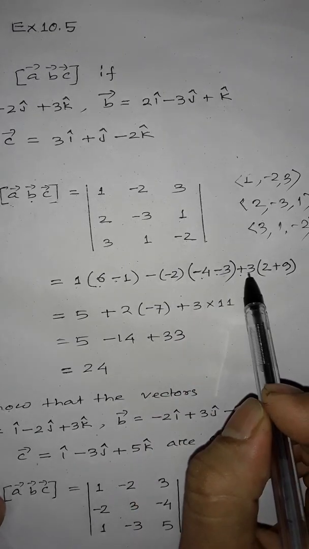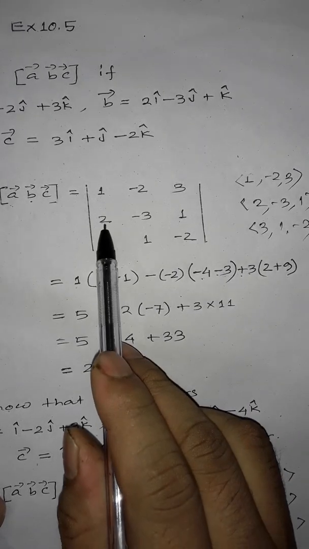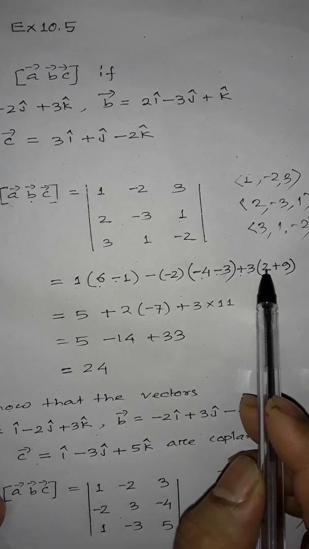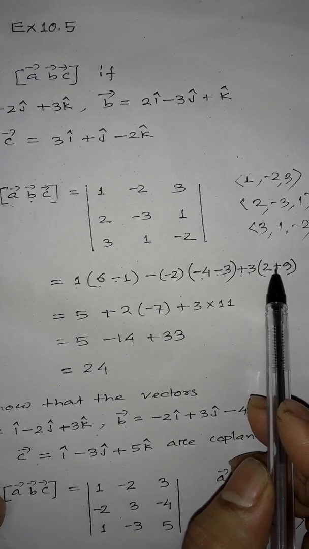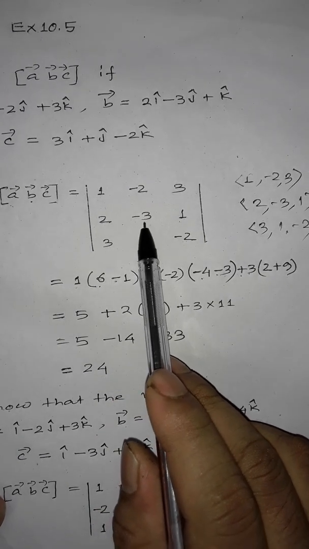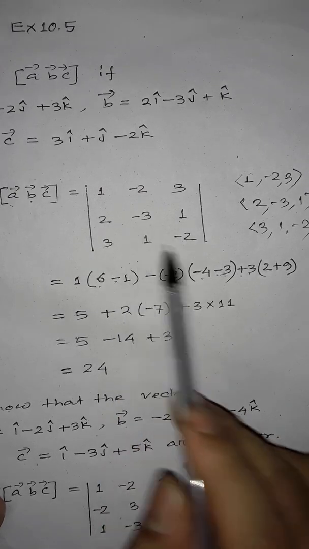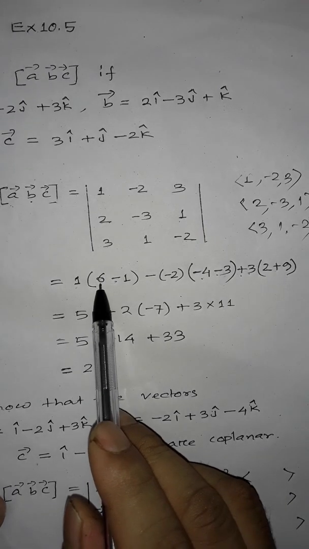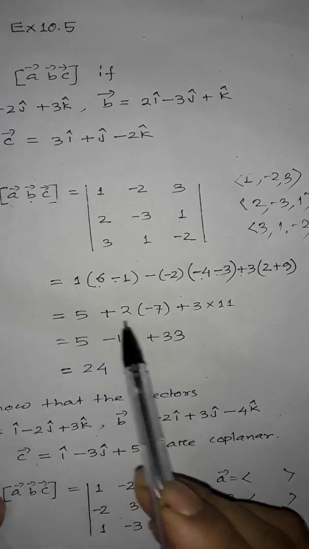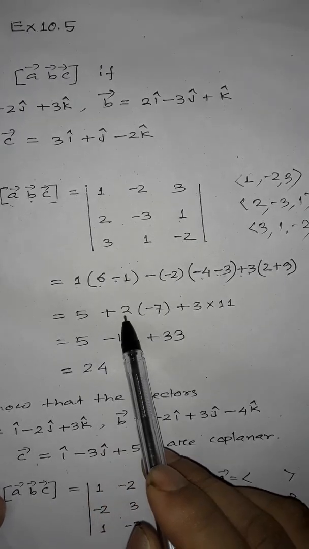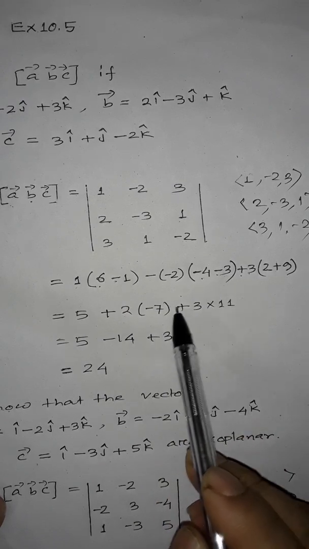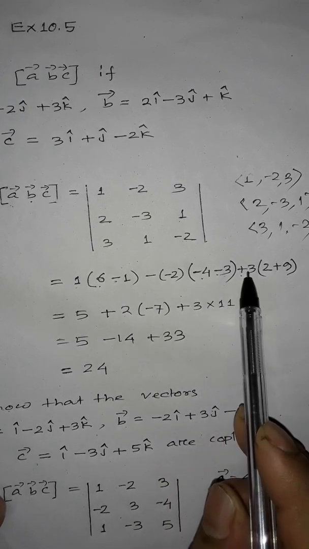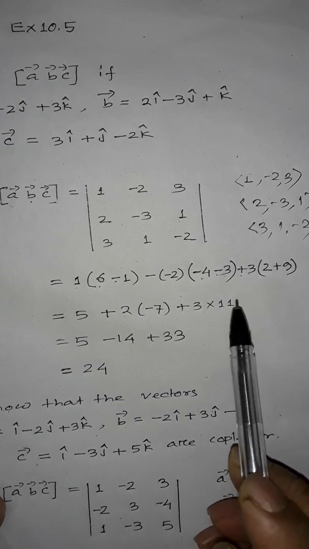3 into 2 into 1 is 2, minus 3 into minus 3 is minus 9. So minus minus will become plus 9. 6 minus 1 is 5. Minus becomes plus 2, minus 4 minus 3 is minus 7. Plus 3 into 2 plus 9, 11.